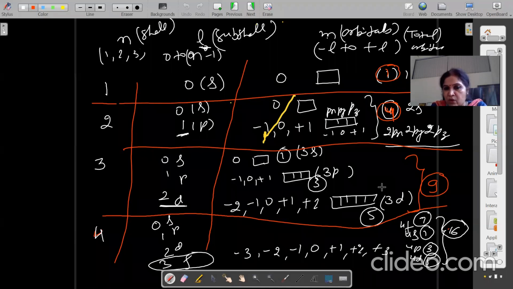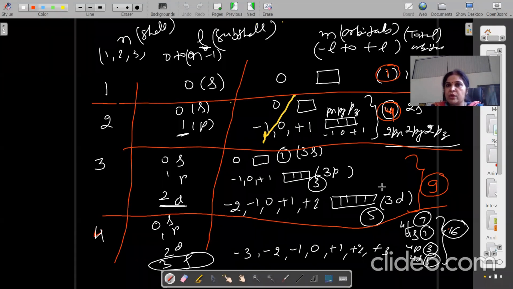f has 7 orbitals, because for f, the l value is 3. So the m value will be minus 3 to plus 3, that is minus 3, minus 2, minus 1, 0, plus 1, plus 2, plus 3, right? So the l value is 3, that is f orbitals, and f has 7 orbitals, like this.